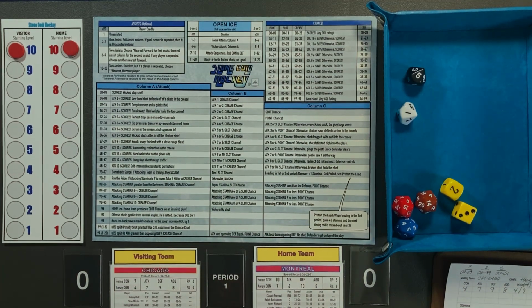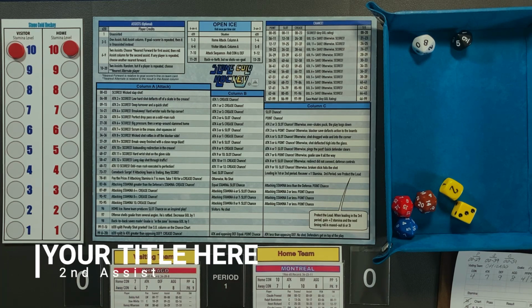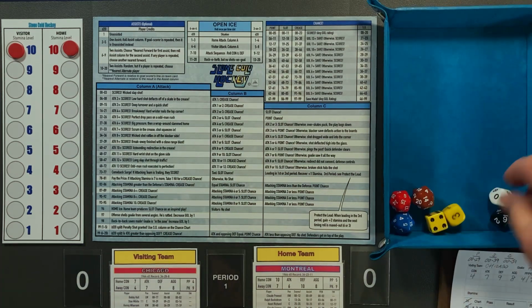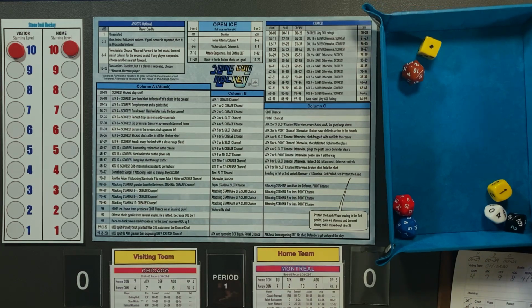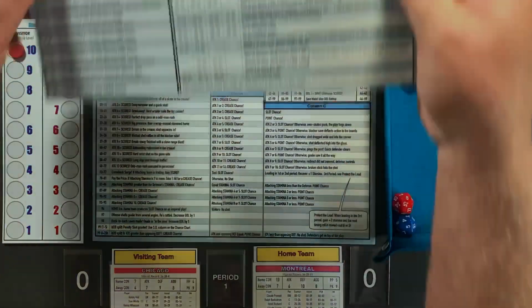51 is going to be pull out. And 98. So Chicago is up 1-0. Another 4 minutes come off. Yep. Rolled the wrong dice there, people. 1 minute comes off. And 18 is going to be good for a puck battle. So we go to the puck battle chart.